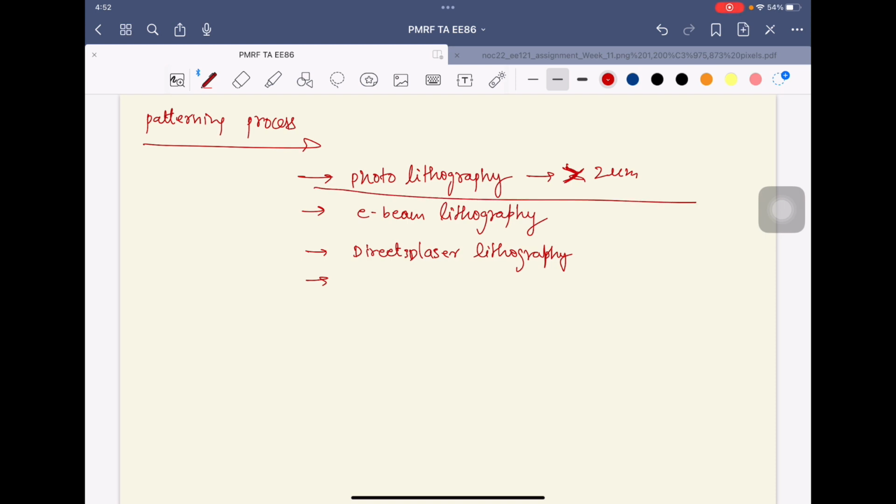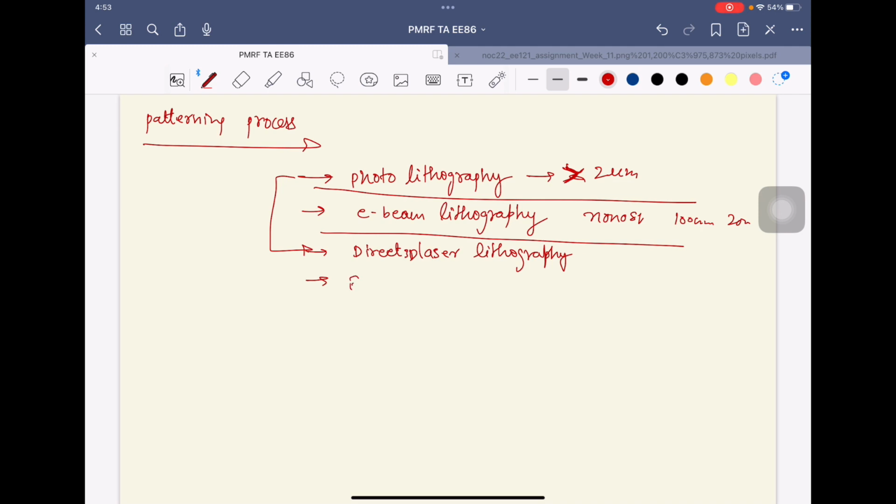Similarly, if you have nanostructures around 100 nanometer or 200 nanometer, you cannot go with photolithography, so you have to do this with e-beam lithography. Direct 3D laser lithography has the same resolution as photolithography, but you have an advantage, you do not need the physical mask. We will come to that later.